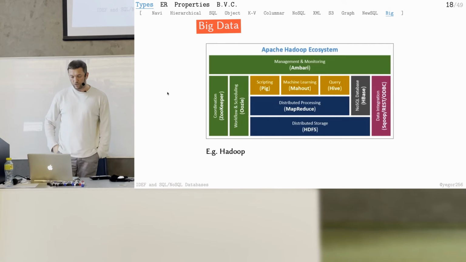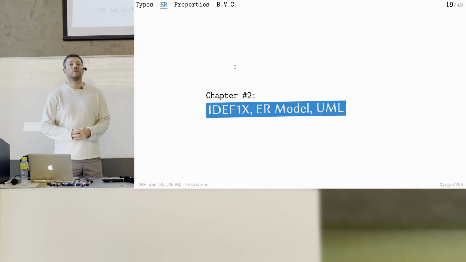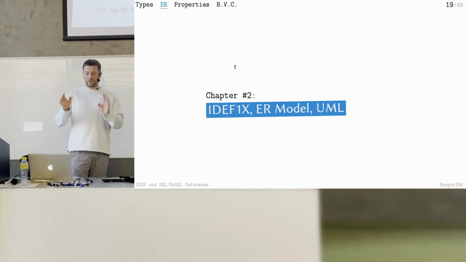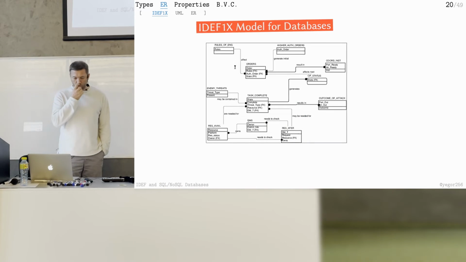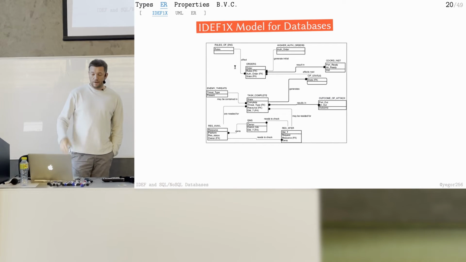You see distributed processing. So how exactly can we define which databases to use for our project? We're going to discuss it after we talk about modeling. So that's going to be the next topic. First, we talk about this: how do we draw the diagrams? I will introduce you to three methods which you can use.